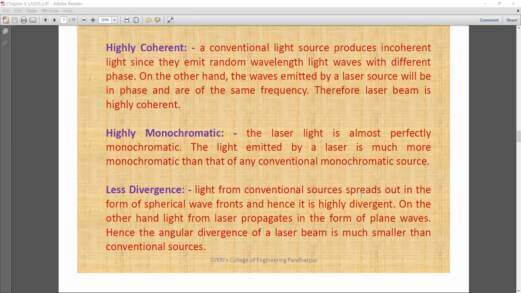Less divergence. Light from a conventional source spreads out in the form of spherical wave fronts and hence is highly divergent. On the other hand, light from a laser propagates in the form of plane waves. Hence, the angular divergence of a laser beam is much smaller than that of a conventional source.